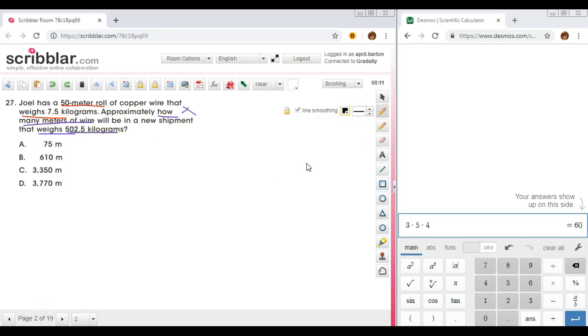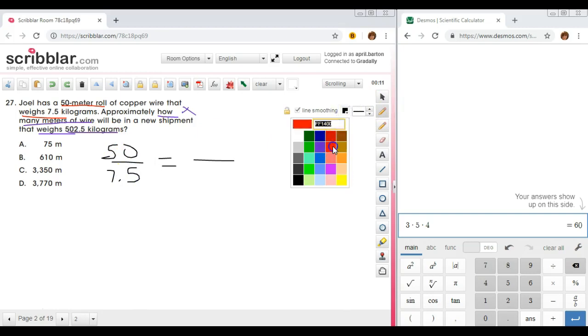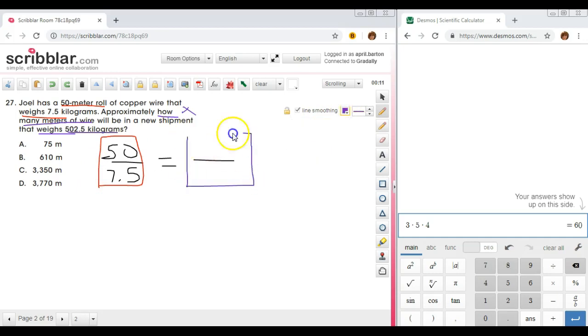So when you have those 2 sets of related information, this is called a proportion problem. We're going to set up 2 fractions, one with the first set of information. We had a 50-meter roll over 7.5 kilograms. So this all came from that first set of related information. So then we're going to use the second set of information, but we have to put it in the right order. Maybe it's x over 502.5, and maybe it's 502.5 over x.